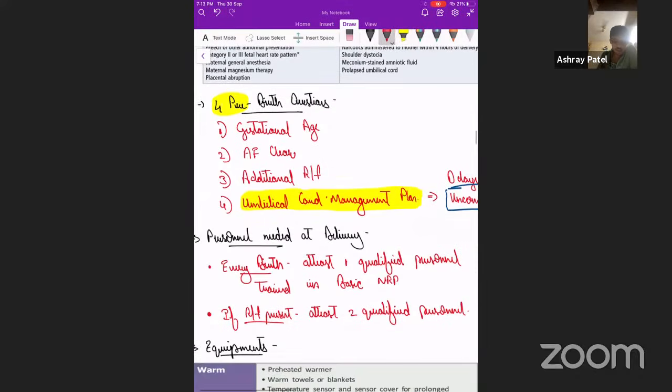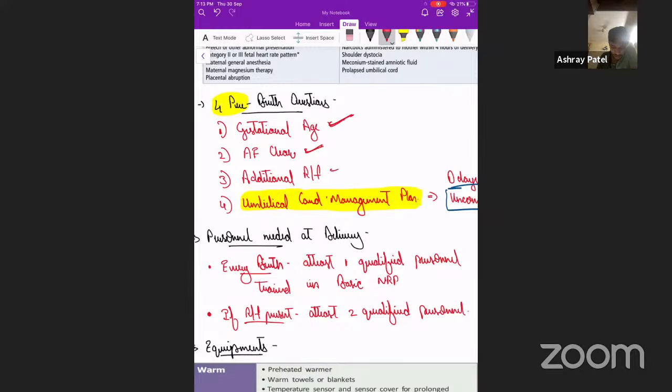Okay, so the first question you ask is, what is the gestational age? Because the way we approach a term baby will be different from the way we approach a preterm baby. So the first important question is, what is the gestational age? Next comes, what is the amniotic fluid, whether it is clear or not, whether there is some amount of meconium staining. Correct? That is when you ask the next question, whether the amniotic fluid is clear or not.